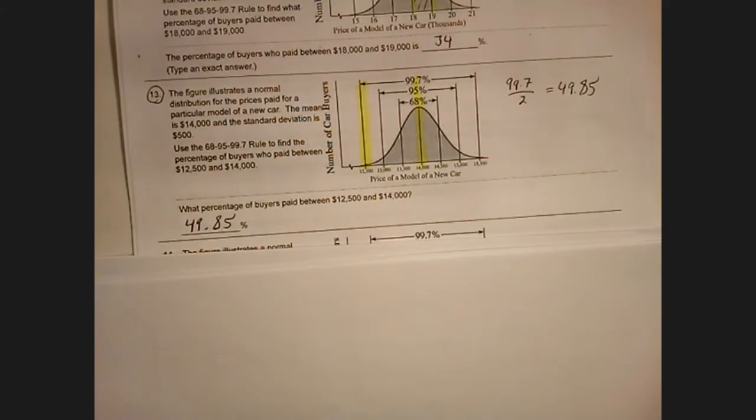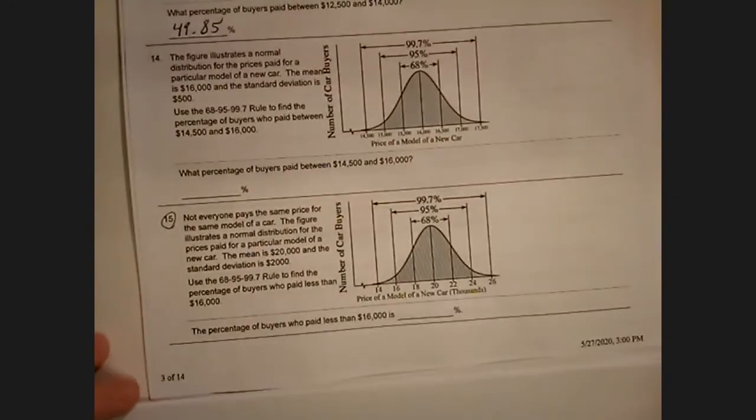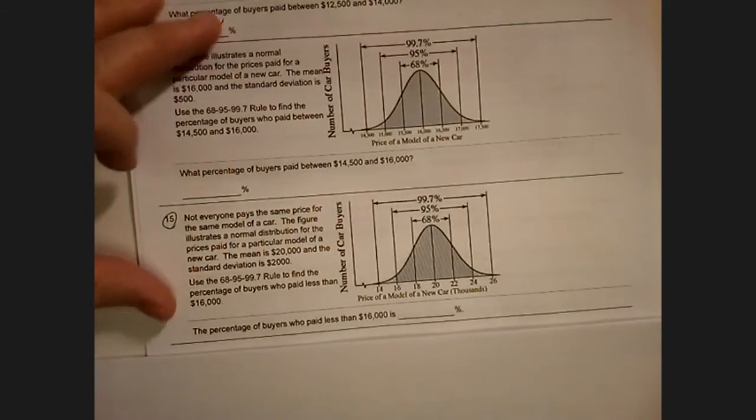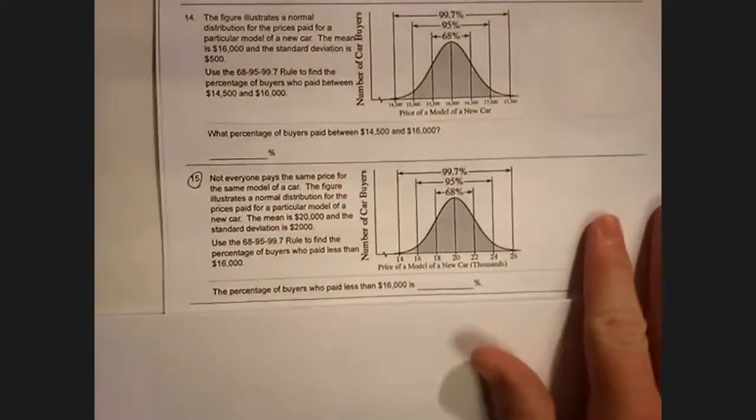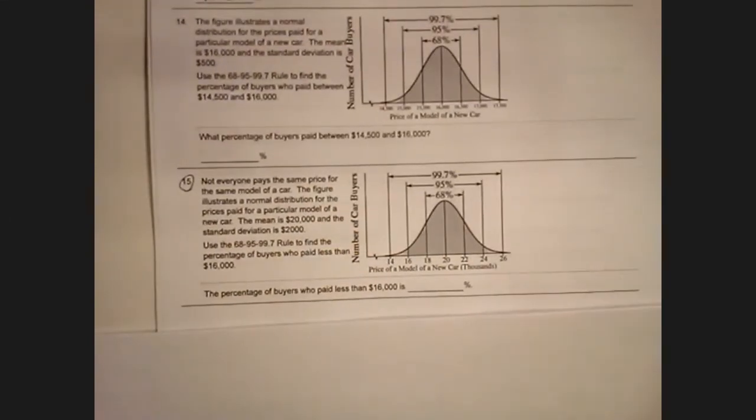All right. And this is all we're doing for the first half. Then we got to do the z-scores in the next video, which is also pretty straightforward. Right? I'm skipping 14 because it's just like 13. Number 15, let's see, same idea.